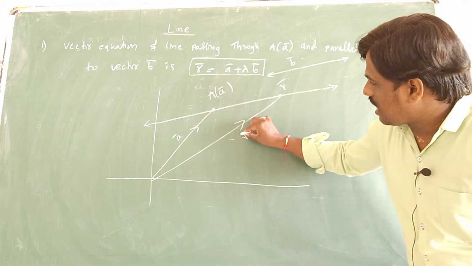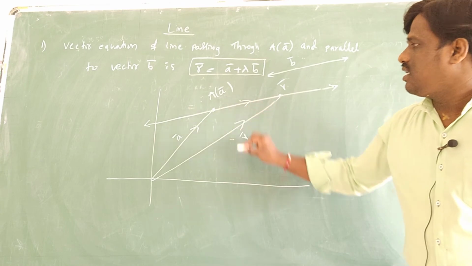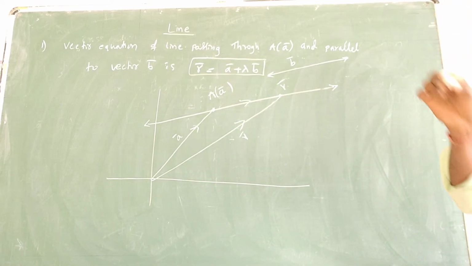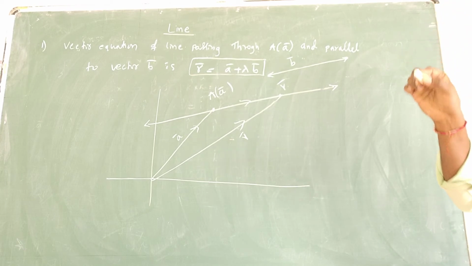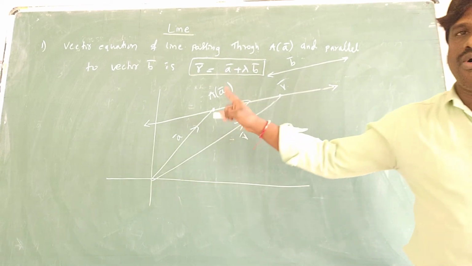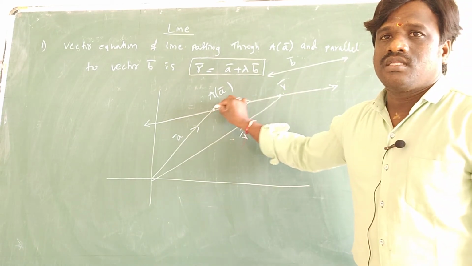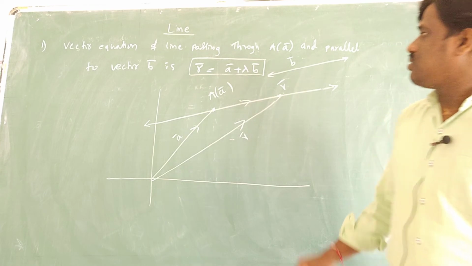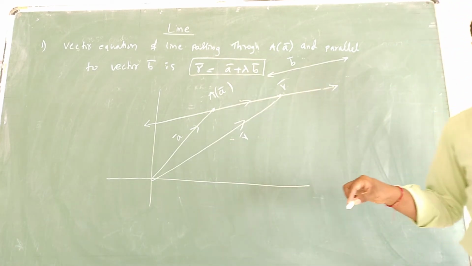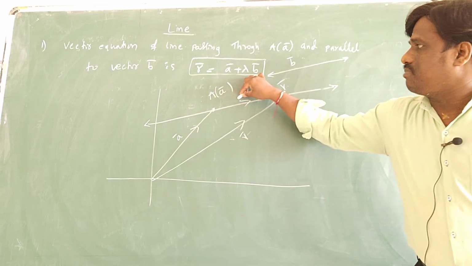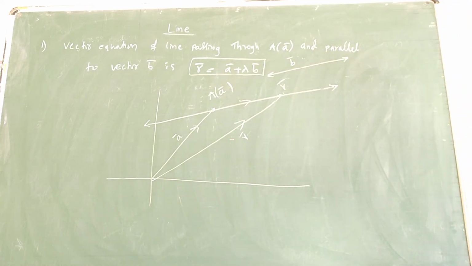This is R vector. You know how you got this? You got this by the vector addition law, using the vector triangle law. Using that you have got this, because this will be lambda times B vector. So this direction is lambda times B vector. So R vector is equal to A vector plus lambda times B vector. That is the addition law of vectors.